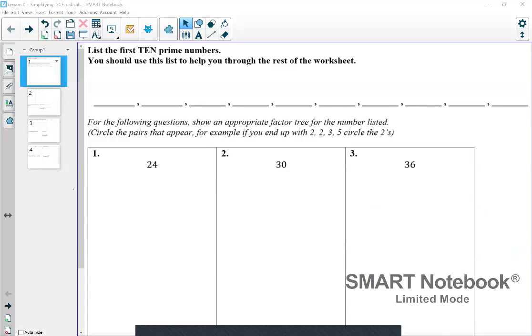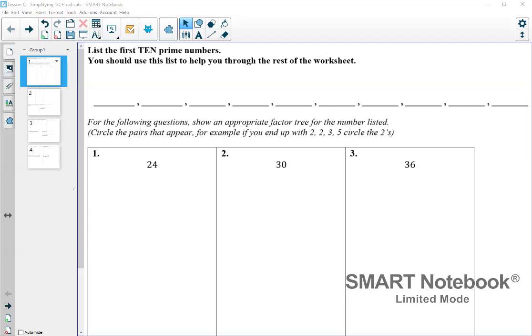Hello class, this is Mr. Kreisler, and today we're going to be learning about simplifying and GCF. Since some of you have been having trouble with simplifying of radicals, we're going to review how to get to that part where we can simplify them, and this will lead into our GCF lesson.